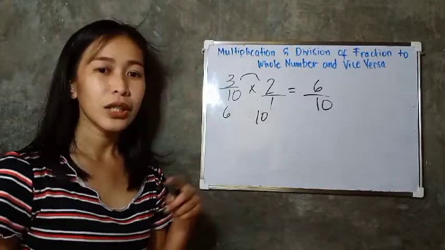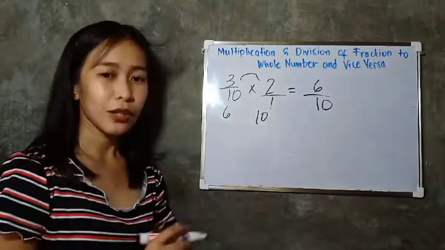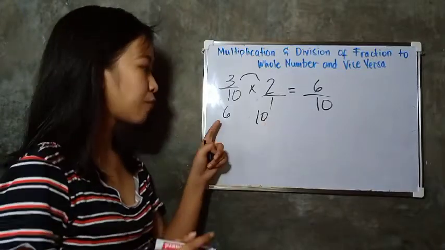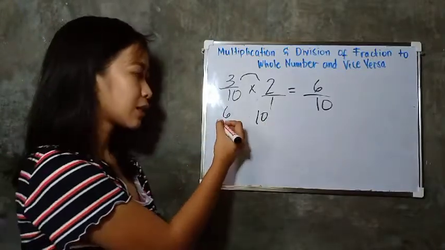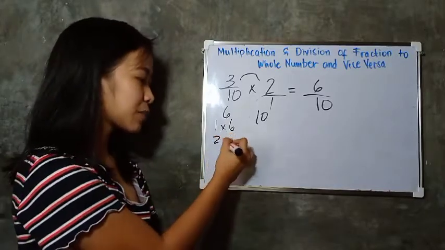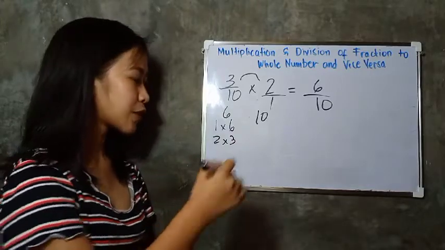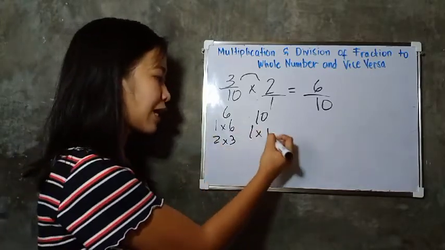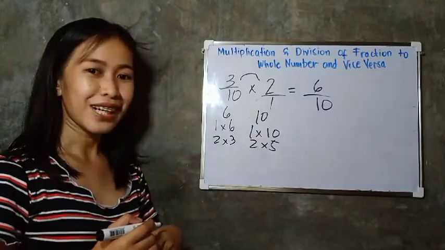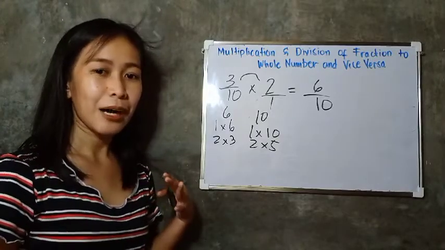When we say factor, ito yung mga numbers or dalawang numbers na kapag pinag-multiply, 6 ang sagot. Dito naman, mga numbers na kapag pinag-multiply, 10 ang sagot. So, we have our first factor sa 6 as 1 times 6. Tama. Second factor is 2 times 3. Tama. So, yan na yan. Wala na tayong iba pang factor. And then, we have 1 times 10. 2 times 5. Tama?